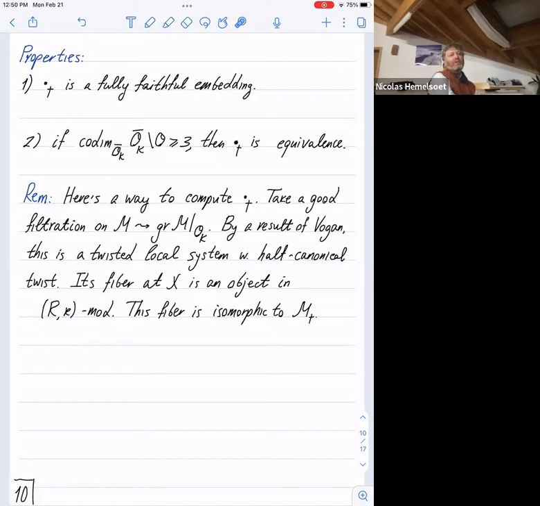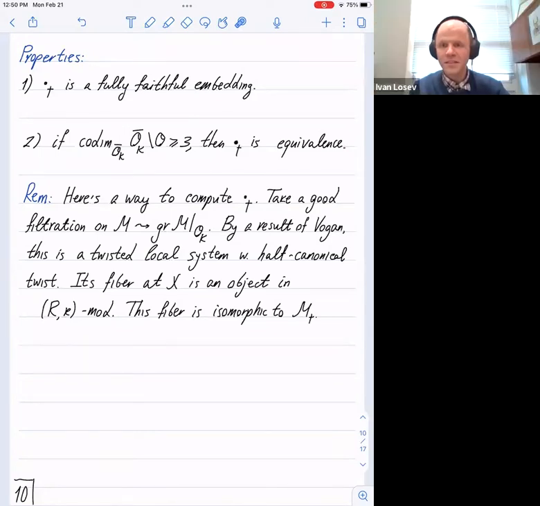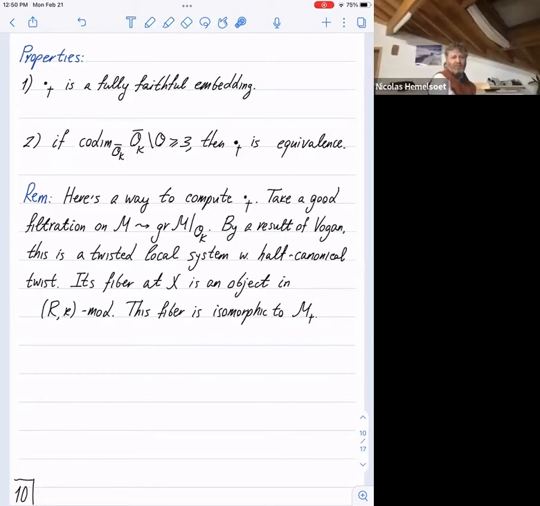Oh, you mean when you say local system? Do you mean just an equivariant coherent sheaf? No, just a twisted local system. What is an equivariant coherent sheaf on an orbit? It's a representation of the stabilizer. This representation may so happen to restrict to a character on the Lie algebra. In this case, it's a twisted local system.